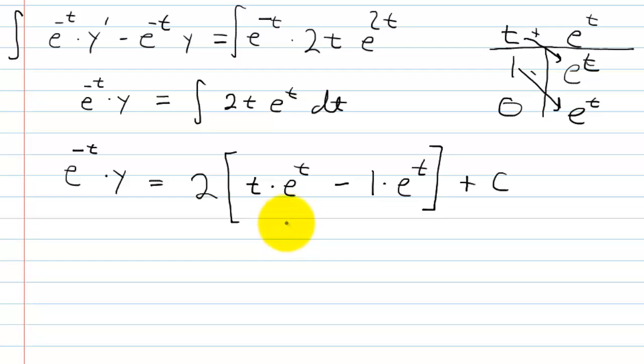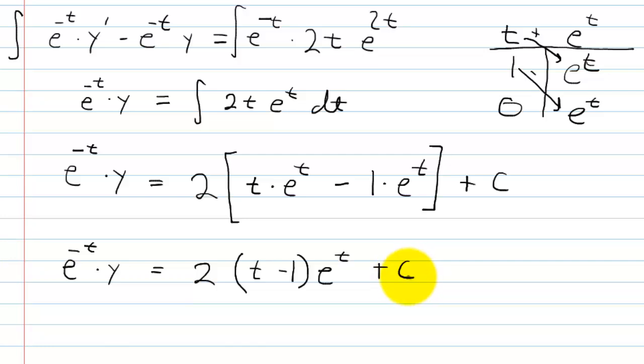Okay, so once we do this, I'm not forgetting anything, right? Don't think so. So okay, let's go ahead and rewrite this a little bit so it looks a little bit neater. It's going to be e to the -t times y is equal to 2. Now here this is just t e to the t minus e to the t. So I can actually take an e to the t out. So it's going to be t minus 1 e to the t plus c.